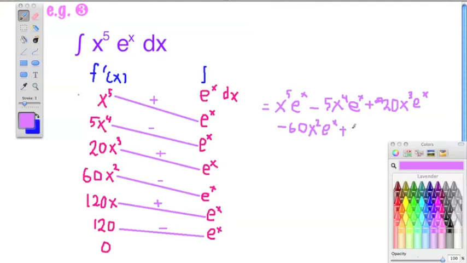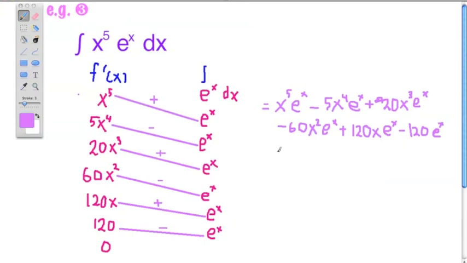plus 120x times e to the power of x, minus 120 e to the power of x, then plus c as a constant. So that's the final answer.